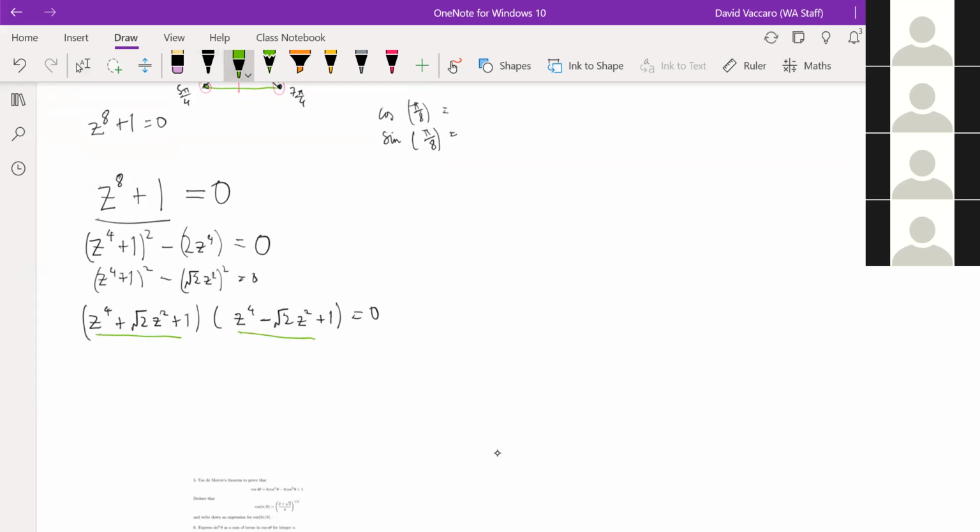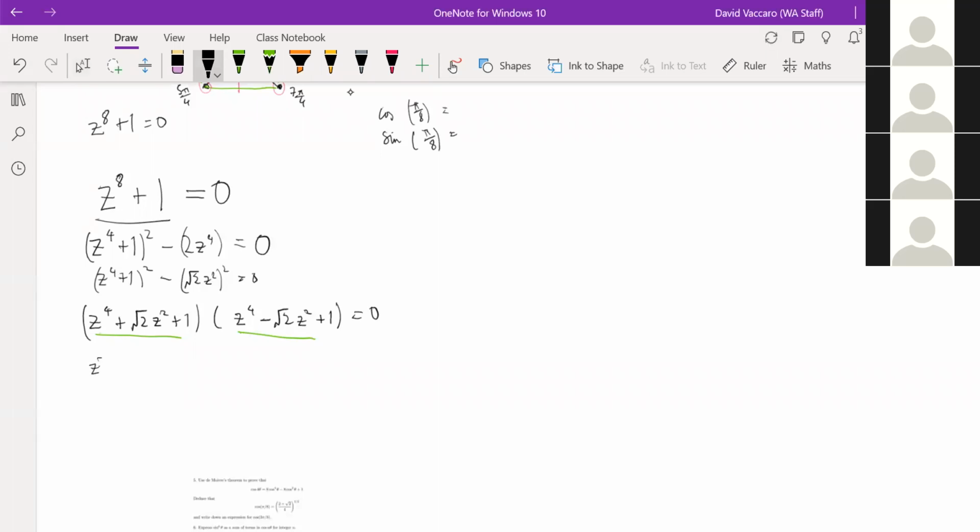Let's get with the program. What method would I use to now solve these two quadratics? How would I solve the quadratic z to the 4 plus root 2 z squared plus 1, in the spirit of the question? Yeah, complete the square again. So this is a really intense question about completing the square and completing the square and completing the square. So let's complete the square again.